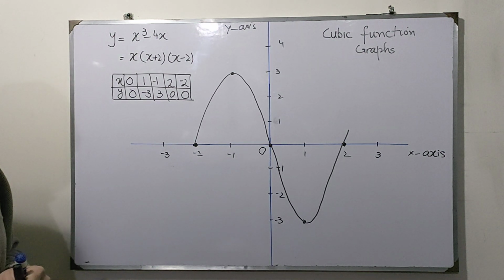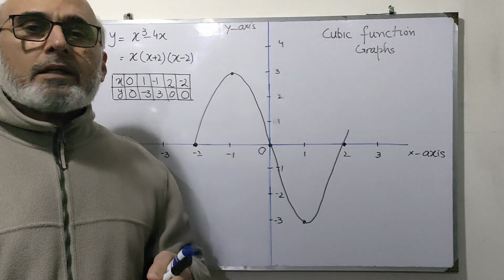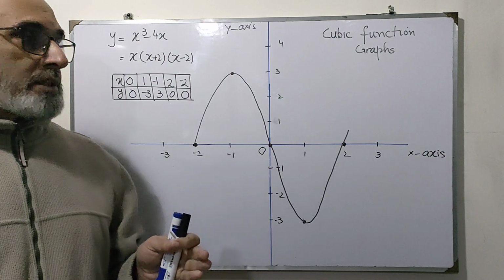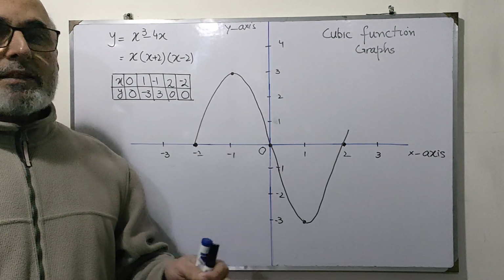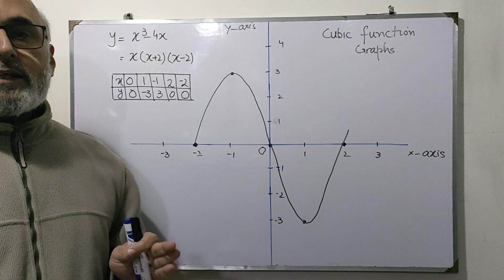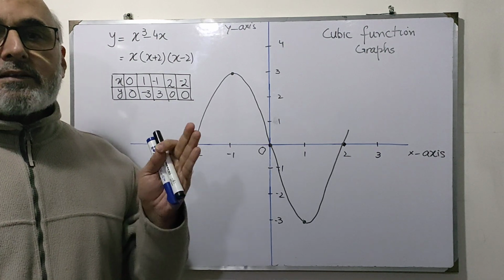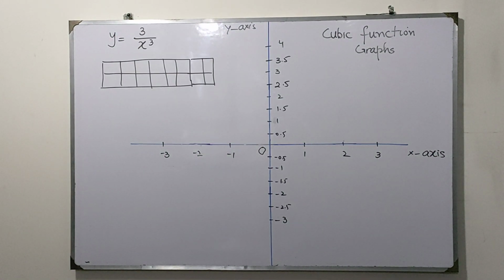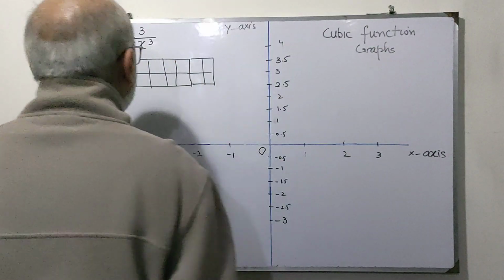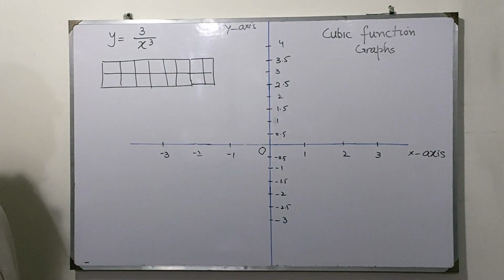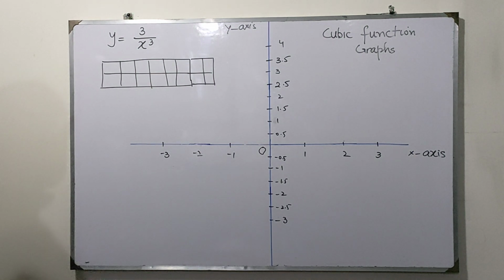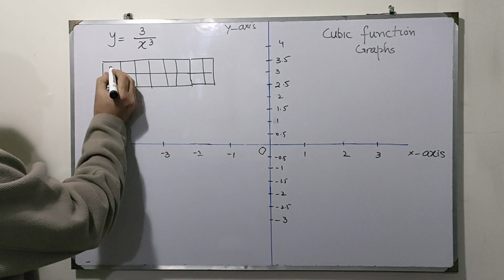Now let's take another example. In that example, I'll try to show what will be the situation when the graph is not intersecting the x-axis at all. The cubic function is y is equal to 3 over x cubed. So a little different example.